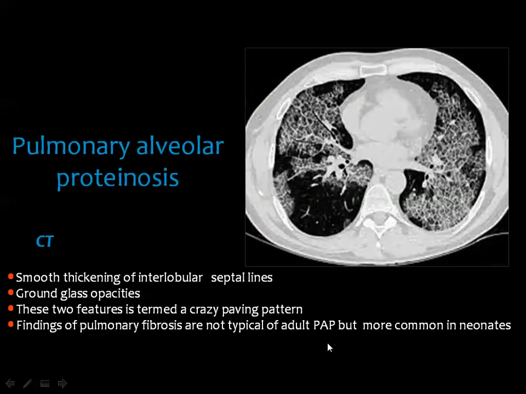Then if you look at the CT scan, you see the classic appearance of the crazy waving pattern, which is in the form of hexagonal opacities containing ground glass areas together with areas of the lung showing normal density. A smooth thickening of the interlobular septal lines with ground glass opacities will produce this classic appearance, which is known as the crazy waving pattern. Pulmonary fibrosis is not typical for the adult type, but is more commonly seen in neonates.